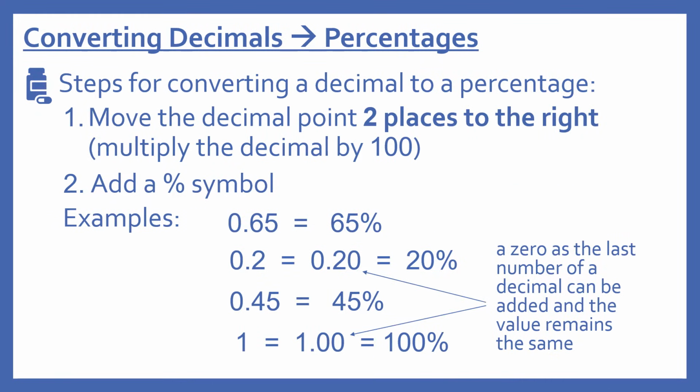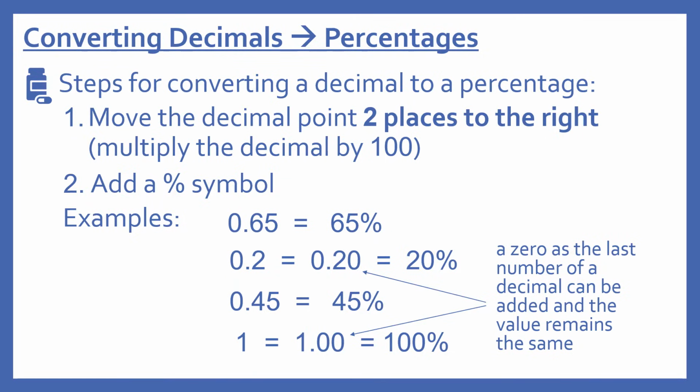Okay, now we'll look a little more at converting decimals to percentages. I briefly touched on that with our chart, but we'll just look at a little more detail here. So for converting a decimal to a percentage, we're going to move the decimal point 2 places to the right. So basically what we're doing here is we're multiplying the decimal by 100, and then we'll add a percent symbol. So for example, 0.65 would be 65%.